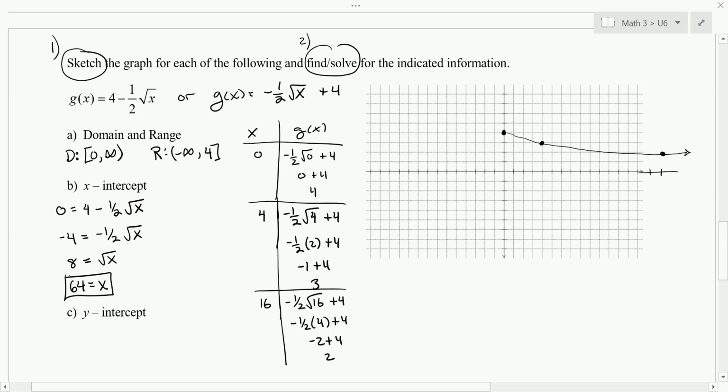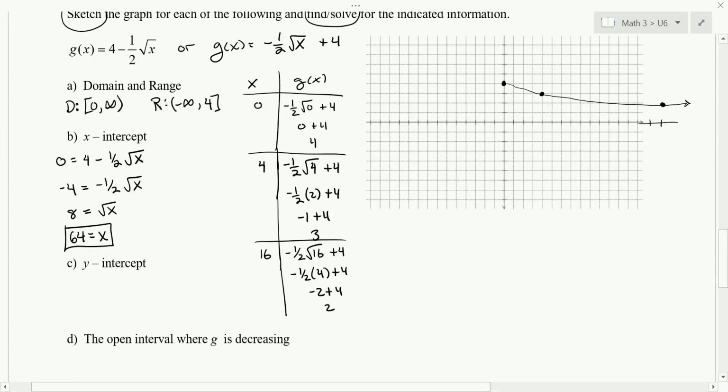Y-intercept, we see that in the graph, right? That's the first point we graphed. The y-intercept is y equals 4. And if we didn't have that, you can find your y-intercept by plugging 0 in for x, which is what we did right here. And we end up with 4.